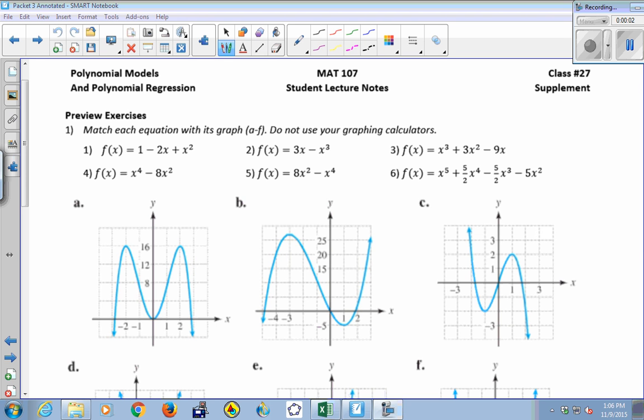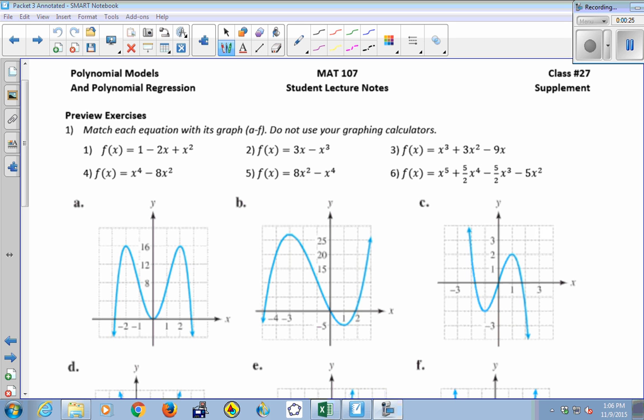All right, so we're trying to match each graph to its equation, or each equation to its graph. There are a couple things we can use that we learned about polynomials last class. We can use the end behavior, right? Because the end behavior of the graph tells me about the leading term of my formula.